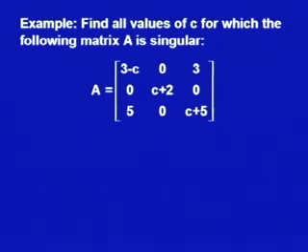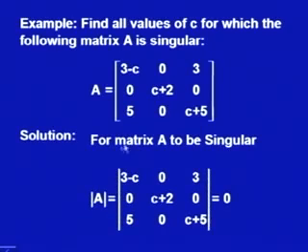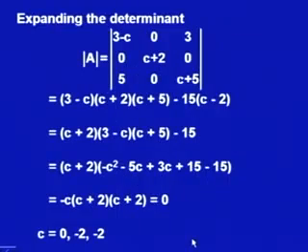Okay. Now, I am considering an example in which you have to find the value of C such that the matrix A is singular. The matrix A is given as 3 minus C, 0, 3; 0, C plus 2, 0; 5, 0, C plus 5. Now I will be using the theorem which I have just proved, that the matrix A is singular if its determinant is 0. So, basically this matrix determinant is to be evaluated.